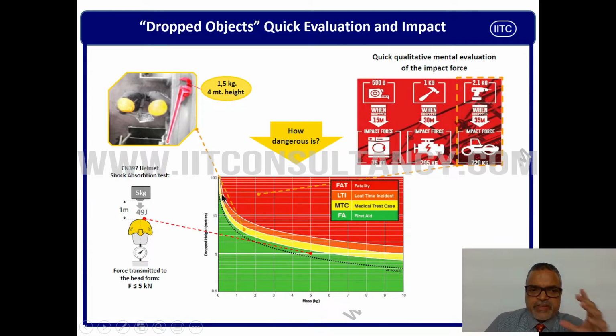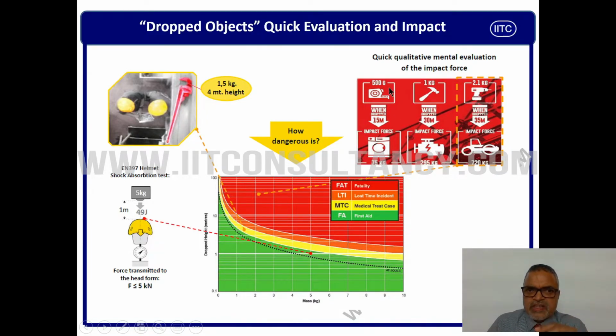Guys, this is a very important slide. Please hold your breath and try to understand what this slide is going to tell you. Let us quickly understand the qualitative mental evaluation of the impact of the equipment. This is 500 grams. If this falls from a height, this hammer is 1 kg. If this 500 gram equipment falls from 15 meters, the impact is 75 kg on the helmet.